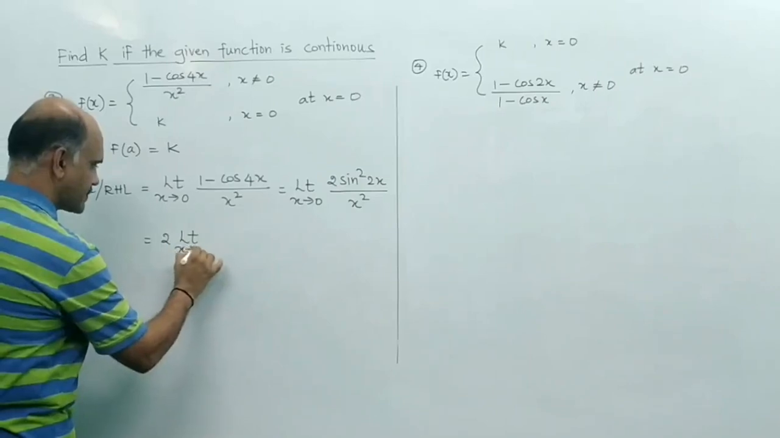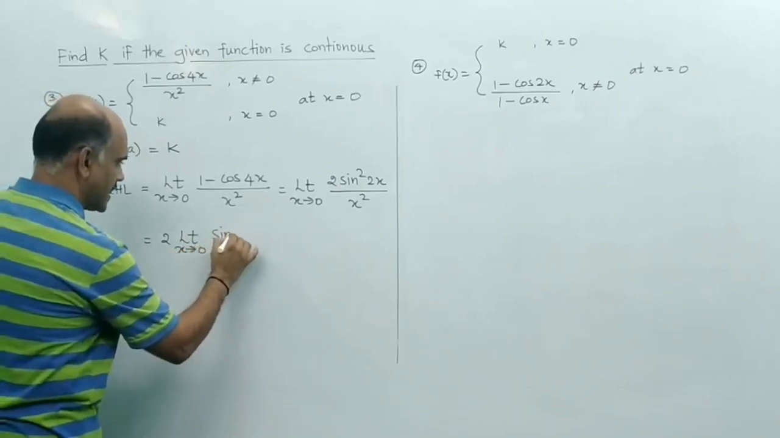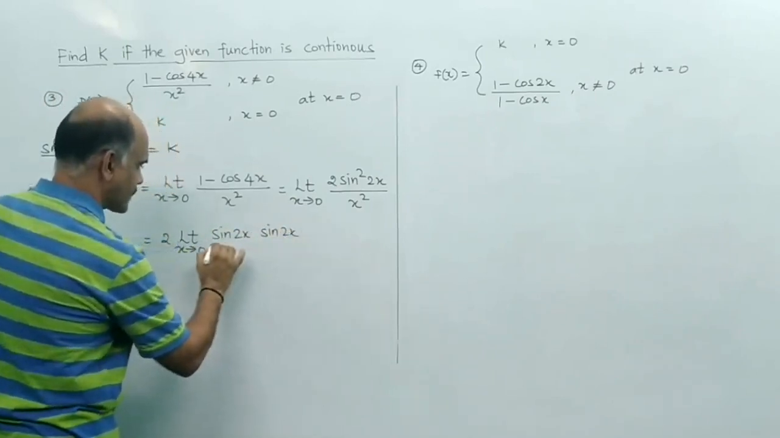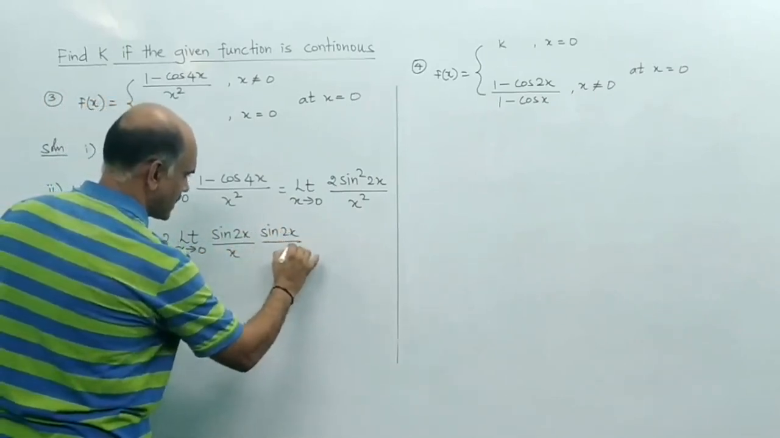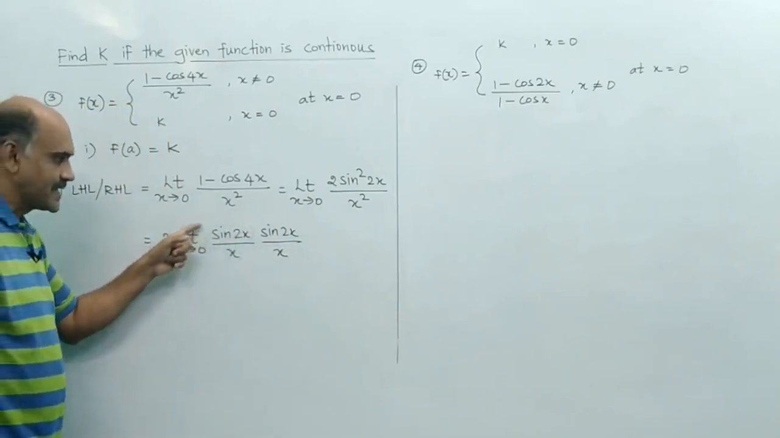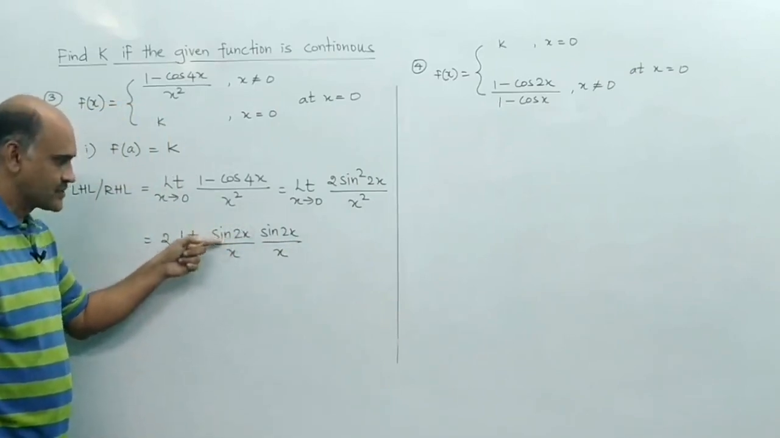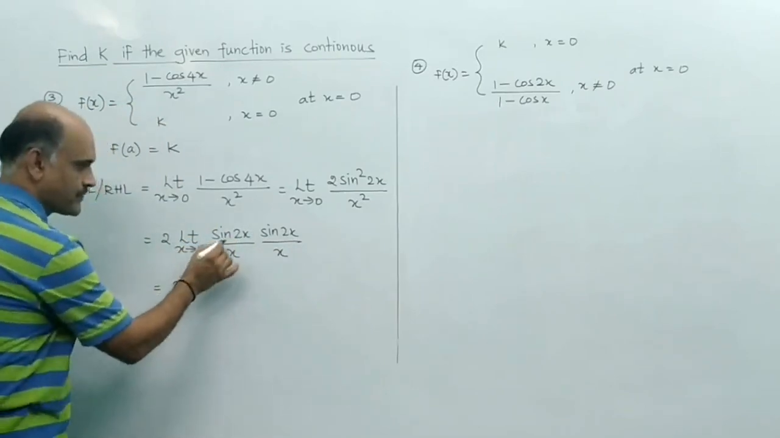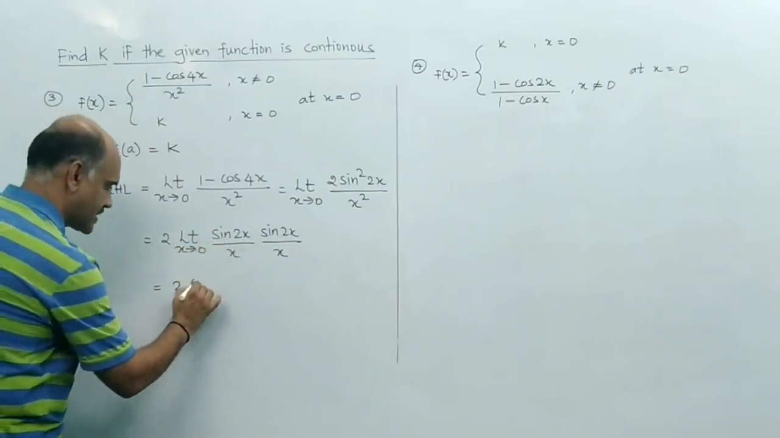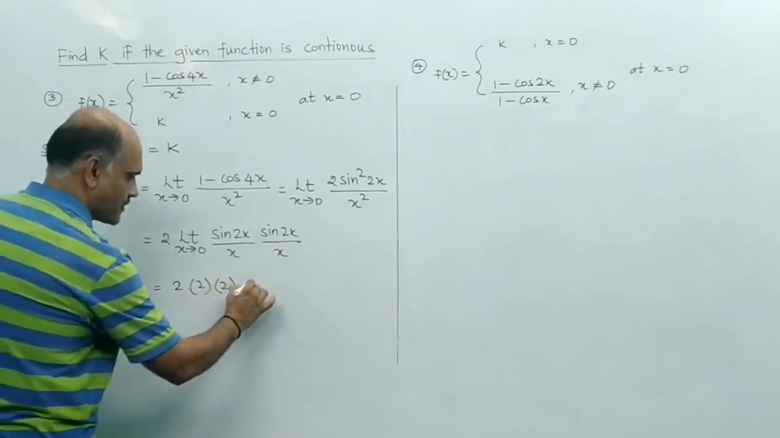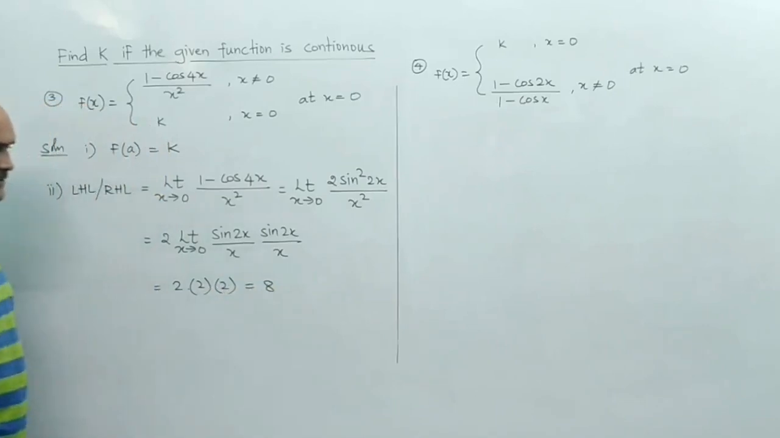So this is equal to 2 times limit x tends to 0, sin 2x by x, whole square; here one x will come and here one x will come. Now apply limit sin mx by x. So sin mx by x is m. This 2 stays as it is. Here m is 2, so the answer here is 2. Here also you have answer 2. So if you multiply you will get 8.